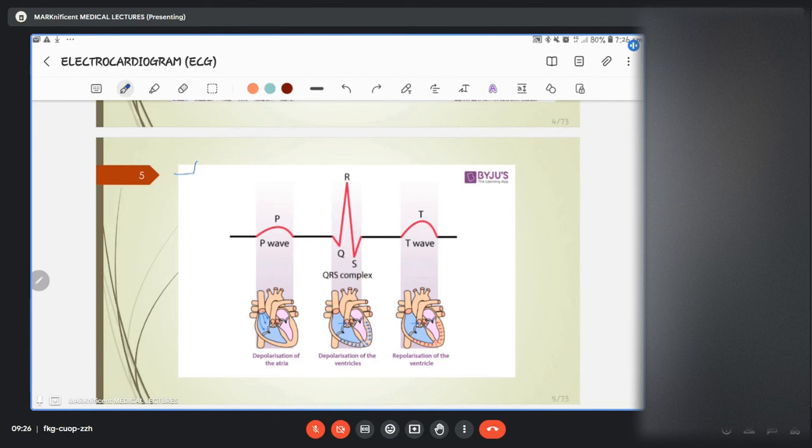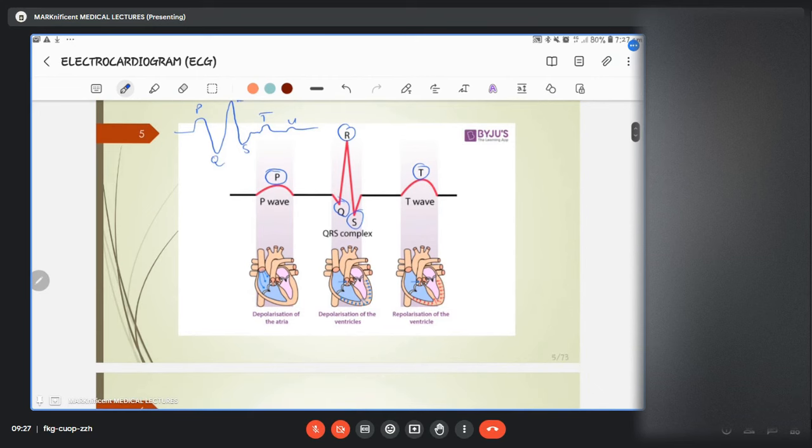Sorry, something like this. I put it this way normally, and then I do like this. This is P, Q, R, S, T, and then sometimes U. So that's typically what you are seeing here. This is printed, so it is clear enough that you have the P wave, you have the Q, R, S, and then T wave. So all of this is normal tracing of the ECG. It is called the ECG tracing.